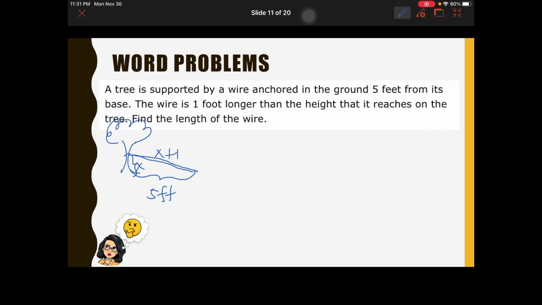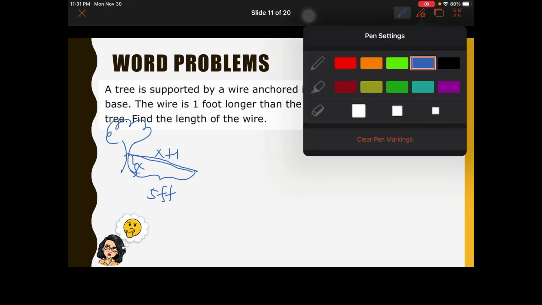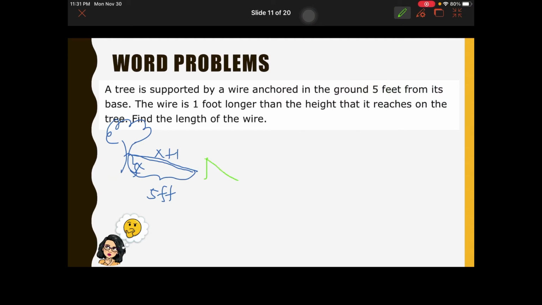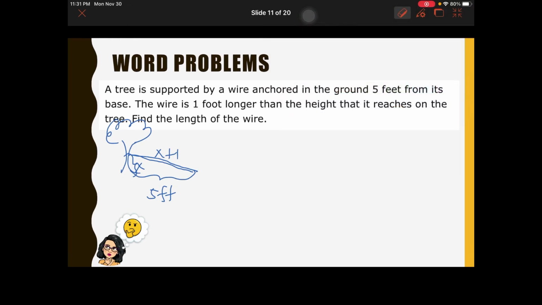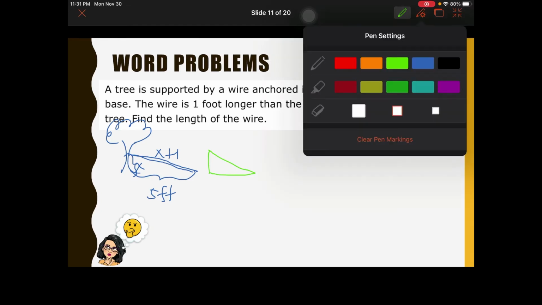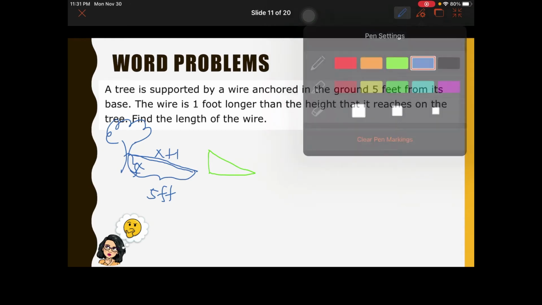It's looking very much like what type of triangle? Right triangle. Tama? Ano ba yan? Hindi marunong mag-drawing na maayos si Miss B. Sorry naman mga anak. So, yan. Kunwari maayos na right triangle. So, it looks like a right triangle. Tama? So, ang gagamitin po natin dito ay ang Pythagorean theorem.